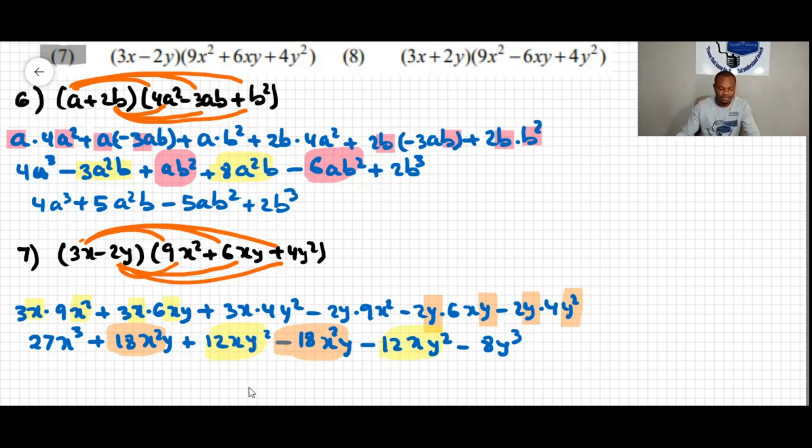Now we can simplify them. That makes 27x cubed. Now positive 18x squared y and negative 18x squared y can be simplified. Same also positive 12xy squared and negative 12xy squared can also be simplified. So now the answer is just 27x cubed minus 8y cubed. Okay. Now we're going to do question 8.